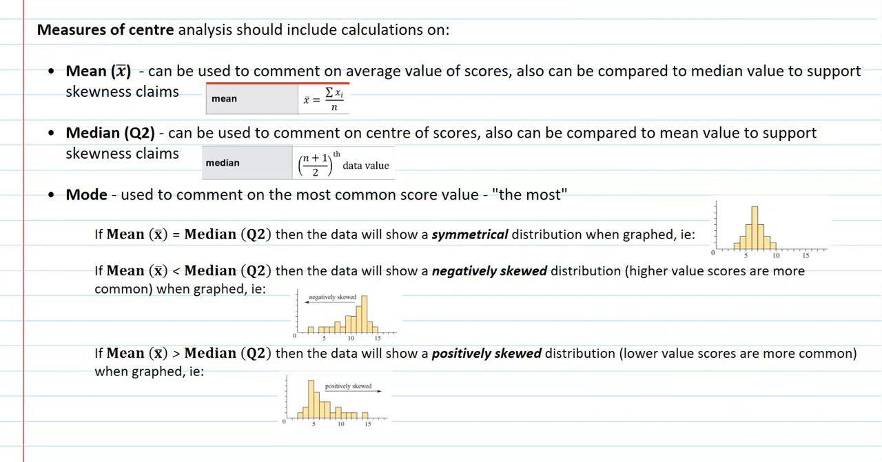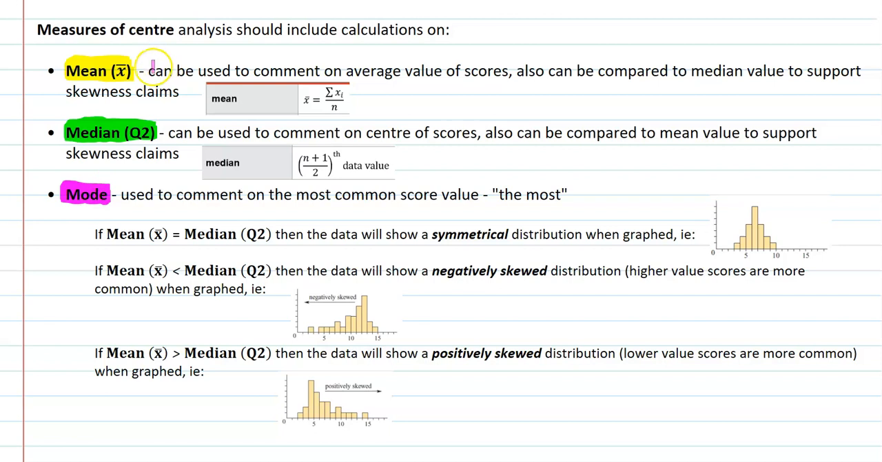Moving on to your measures of centre analysis, it should include calculations on your mean. So remember, the mean has the symbol of the x with a little hat on top. You're provided with that formula on your formula sheet if you get a bit stuck remembering it. And your median, otherwise known as your second quartile, and your mode. So you should make sure that those things are calculated for your measures of centre.